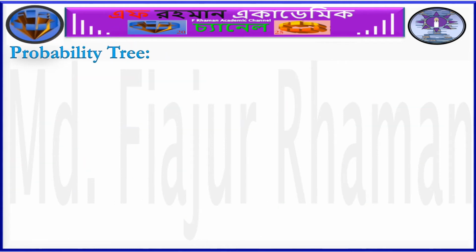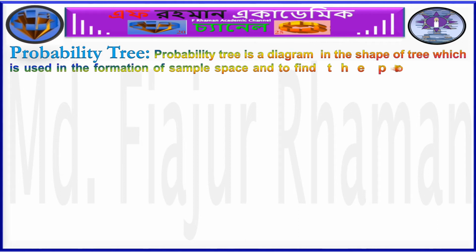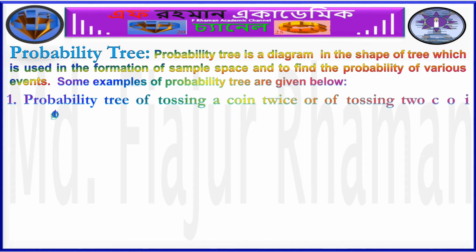Probability tree. Probability tree is a diagram in the shape of tree which is used in the formation of sample space and to find the probability of various events. Some examples of probability tree are given below. 1. Probability tree of tossing a coin twice or of tossing two coins together.